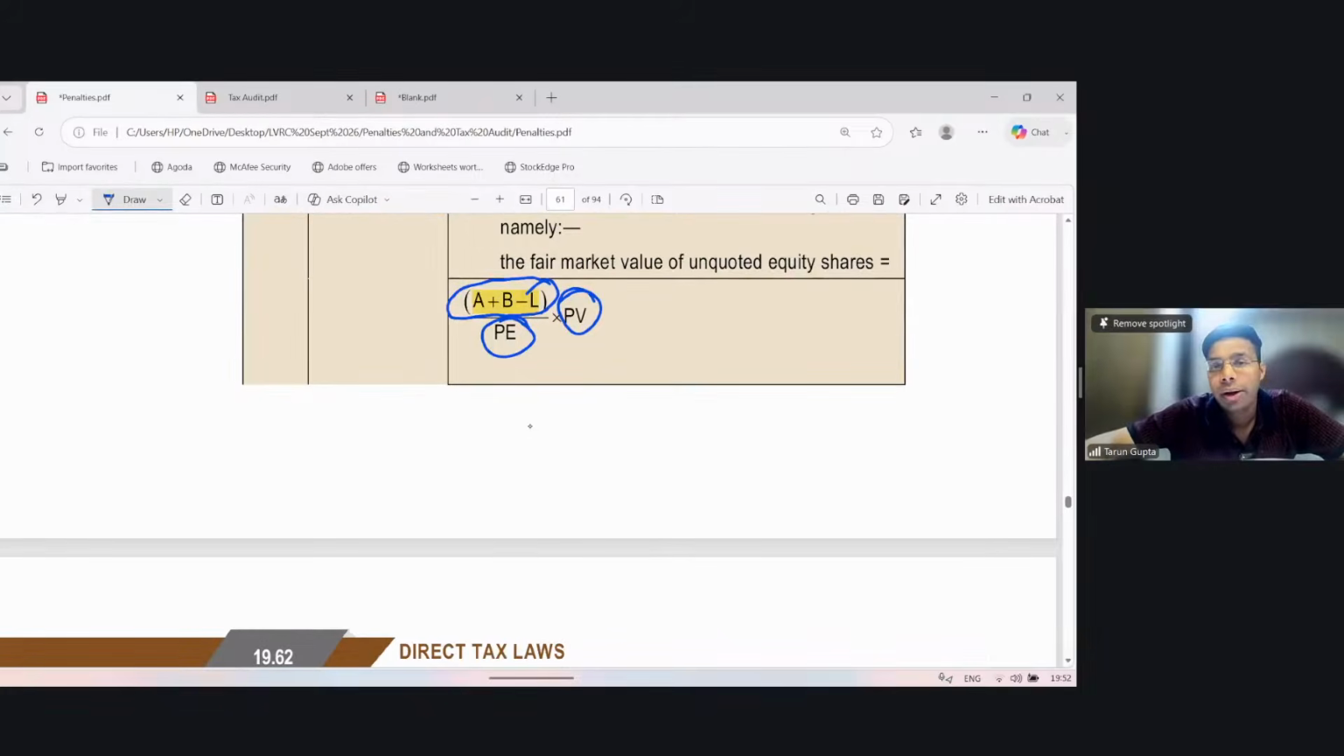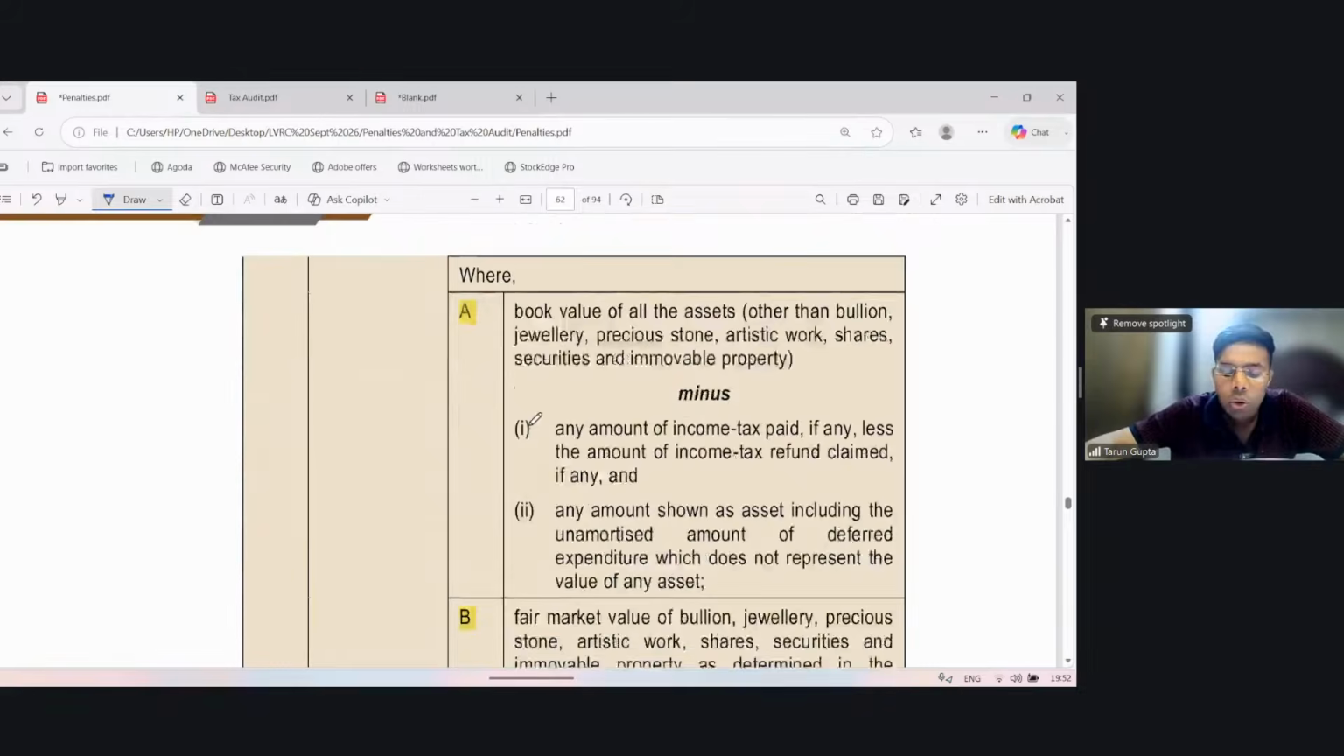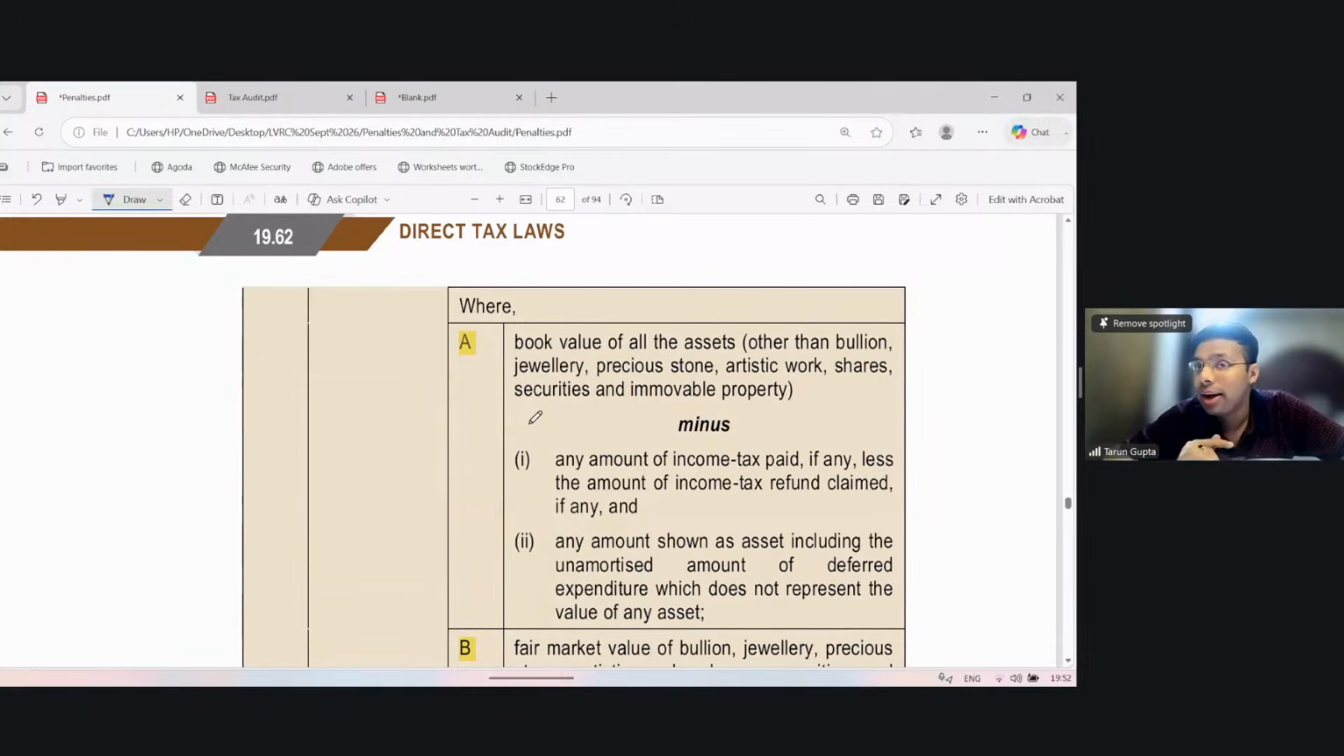So how do we come to the fair market value of unquoted share? We have to understand what is A plus B minus L. We understood the PE and PV. Okay. So A is the book value of all the assets except bullion, jewelry, precious stone, artistic work, shares, securities, and immovable property. Why? Because for these assets, we know we will take the FMV, which we have just seen how to compute. So the book value of all other assets as reduced by any amount of income tax paid, if any, less the amount of income tax refund claimed, and as reduced by the amount shown as asset, including unamortized amount of deferred expenditure, which does not represent the value of an asset. Okay.